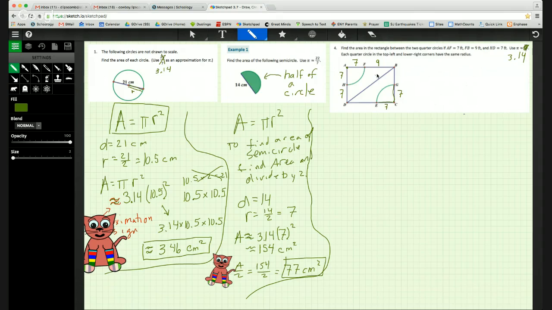What we're trying to find here is this area here, everything in between these two circles. So we're trying to find the area of the entire rectangle minus the 2 cutout quarter circles.